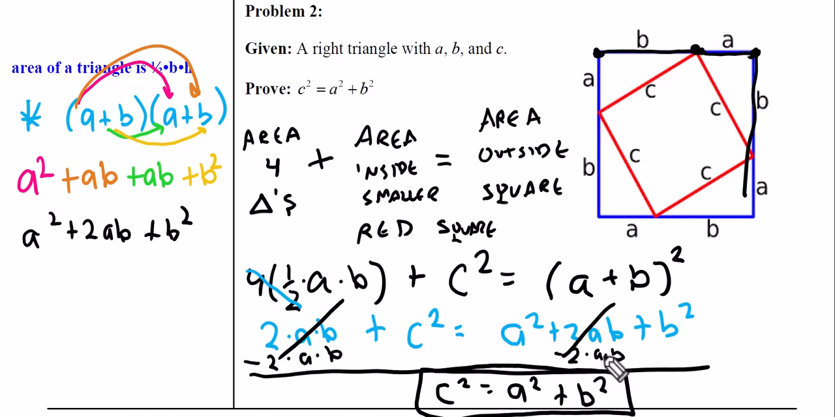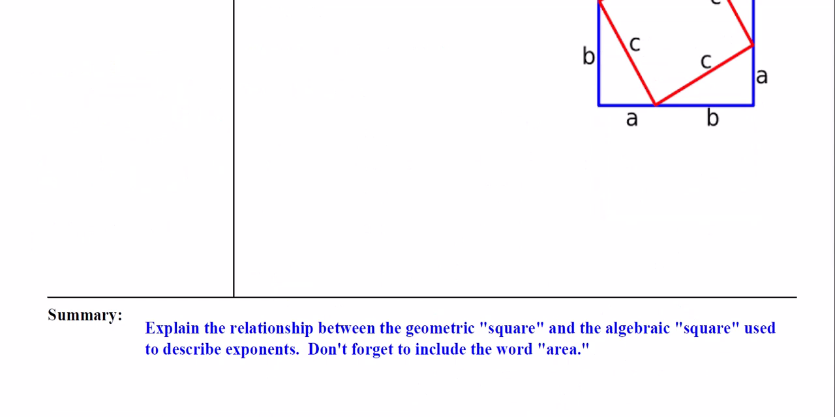Very good, very good. For your summary, explain the relationship between this idea of a square from geometry, as in the actual shape, and the algebraic word that we use, squared, when we use it to describe exponents. And don't forget in your discussion to include the word area.